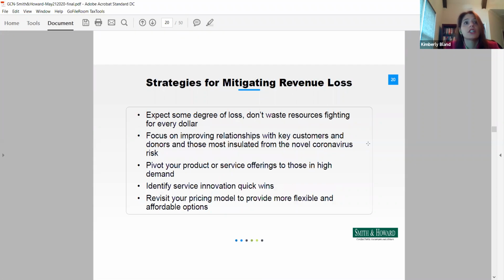Next tab, strategies for mitigating revenue loss. You've got to understand where your revenues are, where the vulnerability is. Do you need to evaluate programs that are not mission critical? Services to your clients need to change with the pandemic. We're seeing a lot of changes to programs. Look at pricing models for earned income. Does that need to change for individuals to afford them?